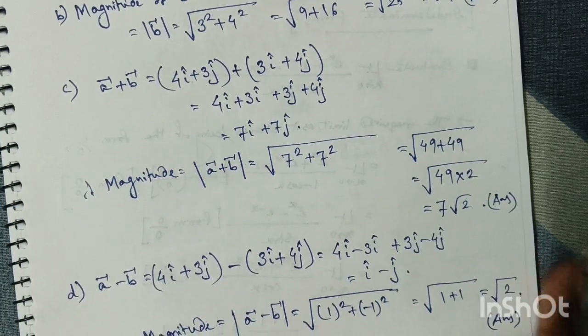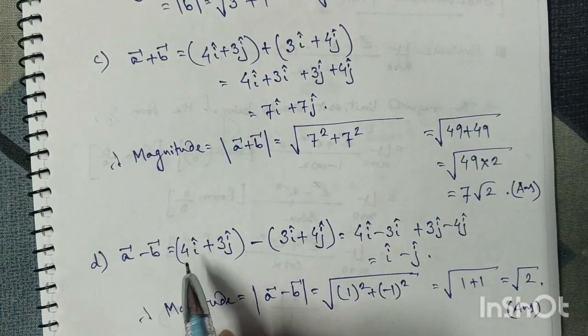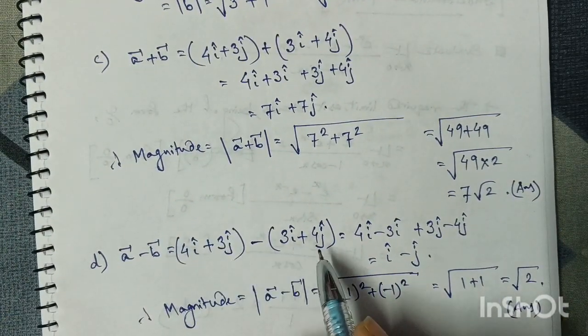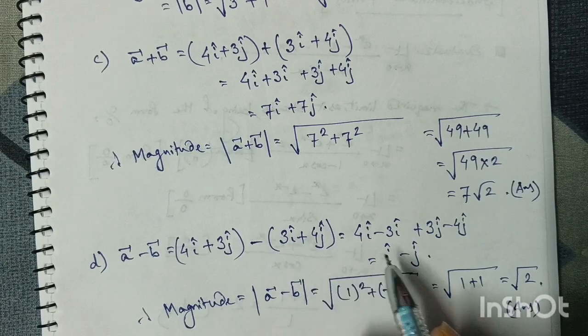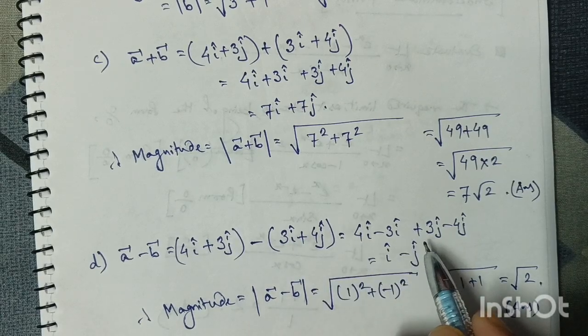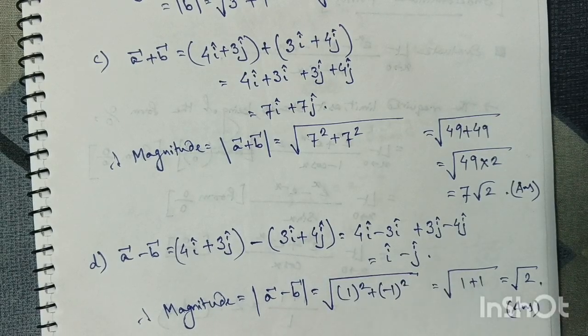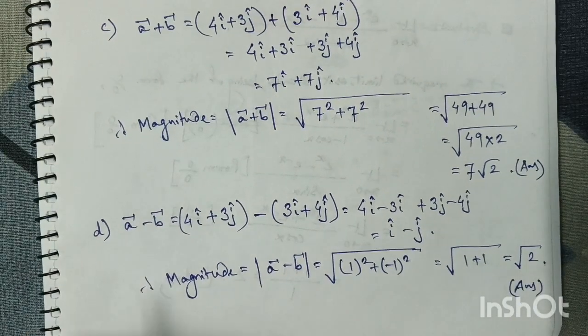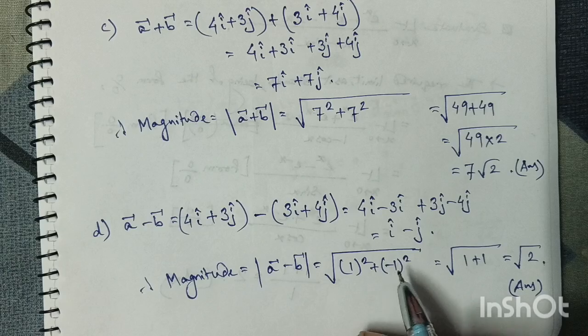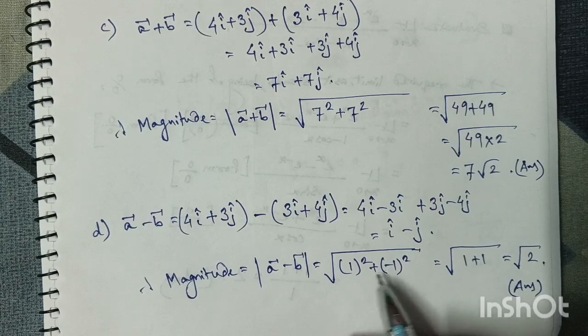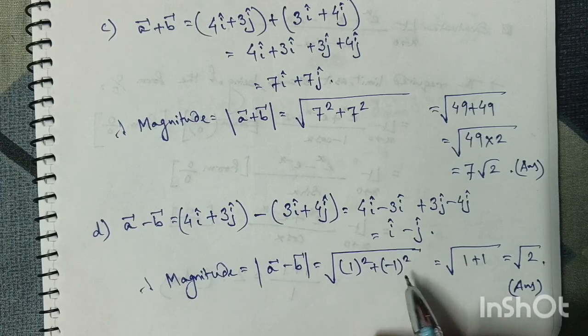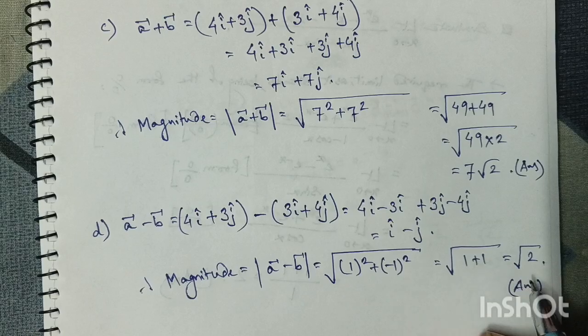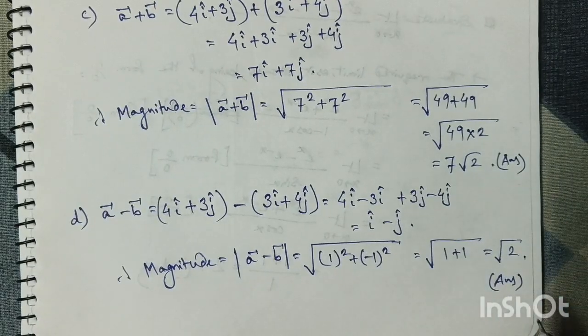This is the answer. And for A minus B is equal to 4i plus 3j minus, in bracket, 3i plus 4j, is equal to 4i minus 3i plus 3j minus 4j is equal to i minus j. Therefore its magnitude, mod A minus B, is equal to root over 1 whole square plus minus 1 whole square is equal to root over 1 plus 1 is equal to root 2. This is the answer.